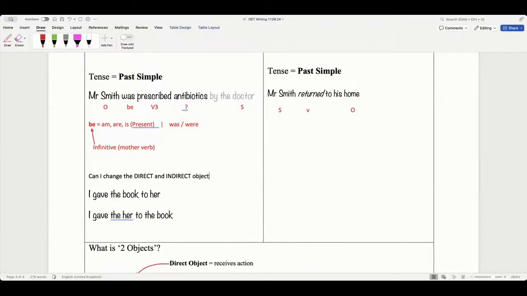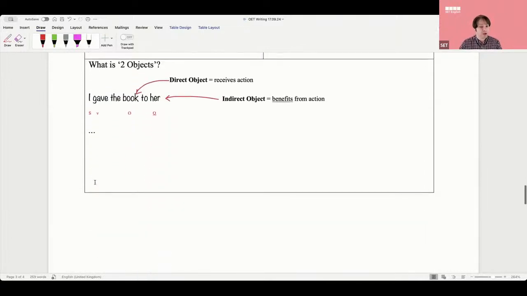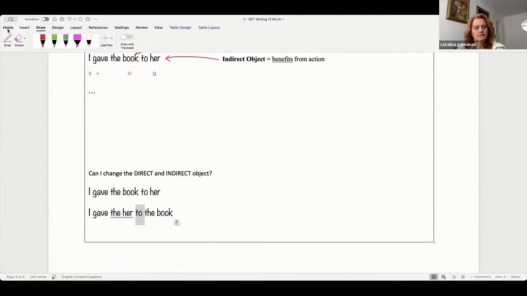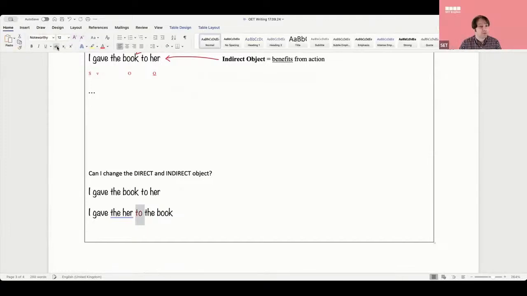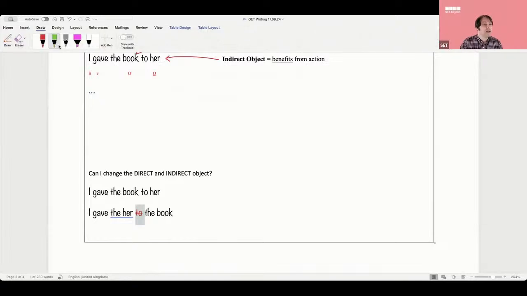Sometimes, yes. It is. It's very, very easy to change. Shall I show you how? Look. Delete the preposition. Yes, preposition. I gave her the book. What did you give to Mary? I gave her the book. It's correct.